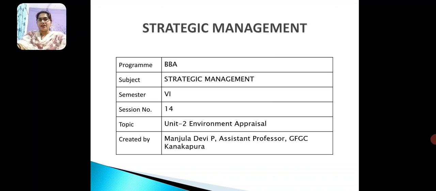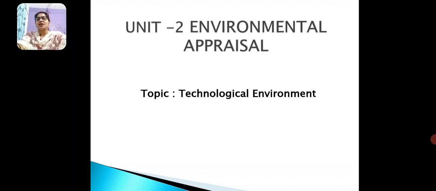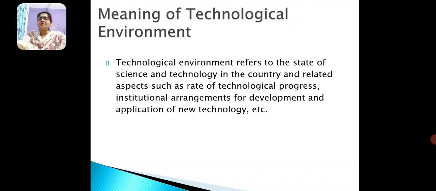So what is the topic that we are going to discuss under this chapter? It is the technological environment. What is the technological environment, how is it going to affect the operation of the business, and what are the strategic decisions that the business has to consider when there is a change in the technological environment? So first and foremost, what is the technological environment?